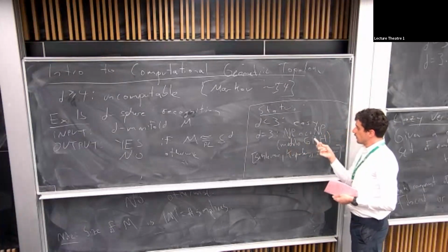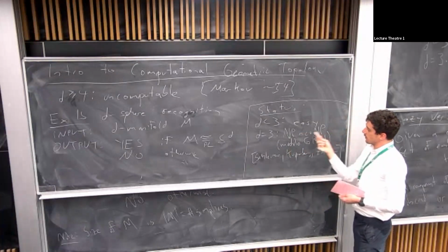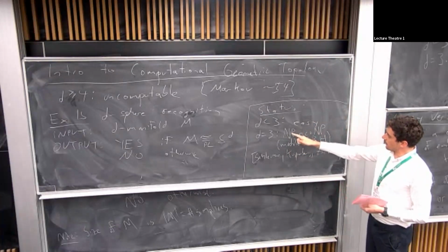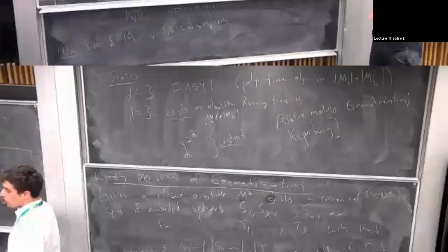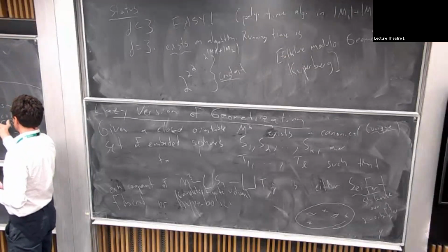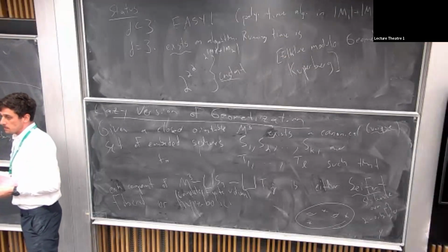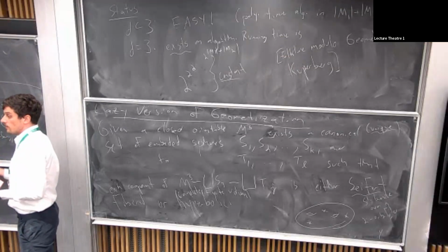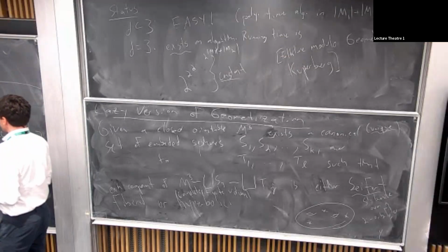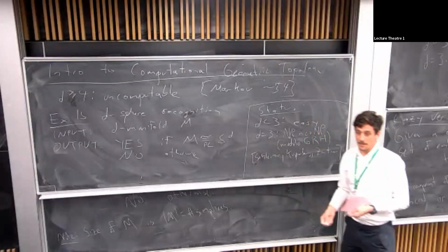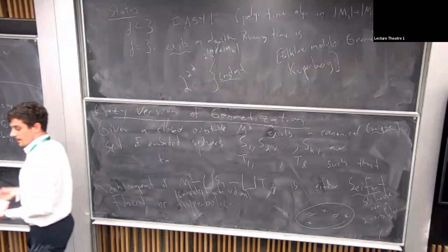And moreover, problems in here are good in that you can certify when the answer is yes, and you can certify when the answer is no. That's what this is saying. And problems in this intersection are actually good candidates to be in BQP or even in P. So maybe 3-sphere recognition is in BQP. I don't really have any good ideas, but maybe it is.